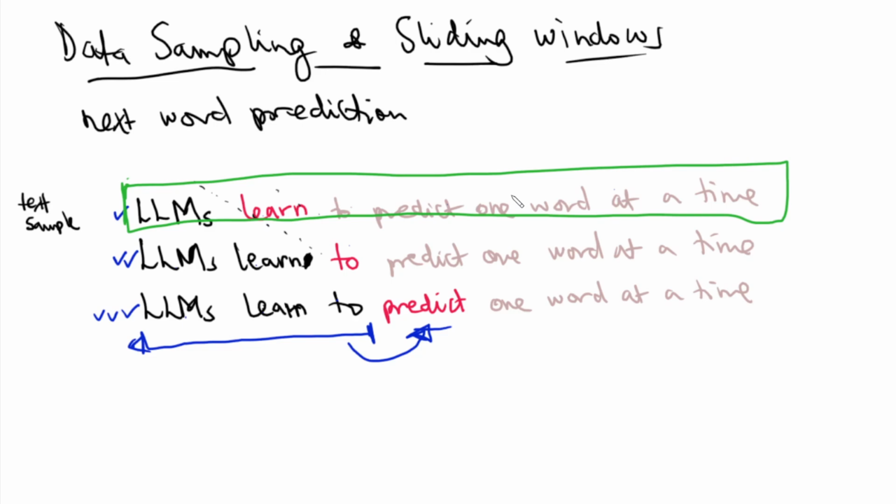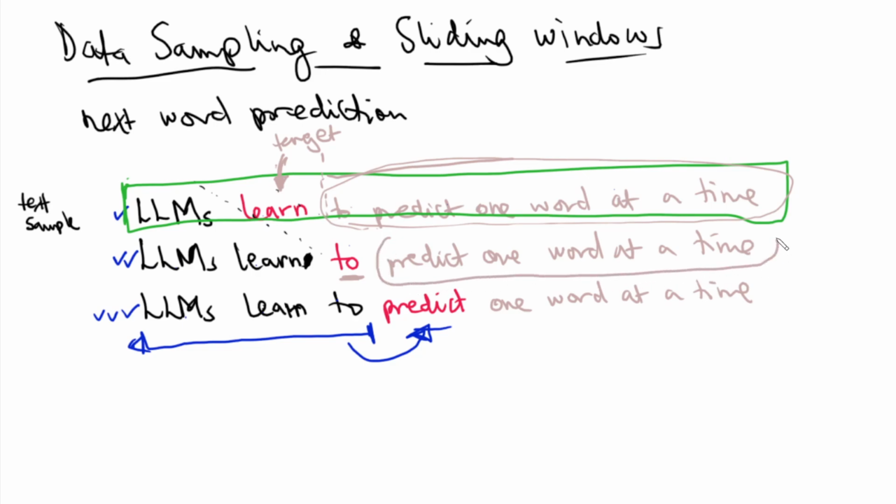Here we will mask out the words that are past the target at that particular iteration. That is why these were grayed out. At this first iteration, learn is the target, so we masked everything after the target. The LLM does not even see it. In the second iteration, to was the target, so we masked everything after to. In the third iteration, predict was the target, so we masked everything after that target. That's what we are going to do in this course when we're doing our data sampling.